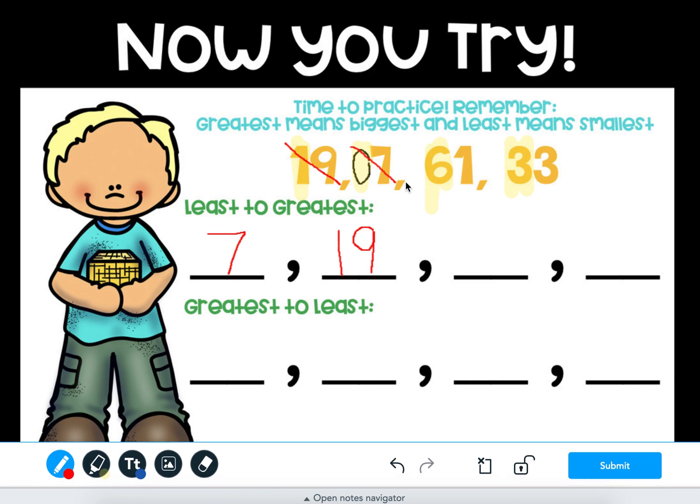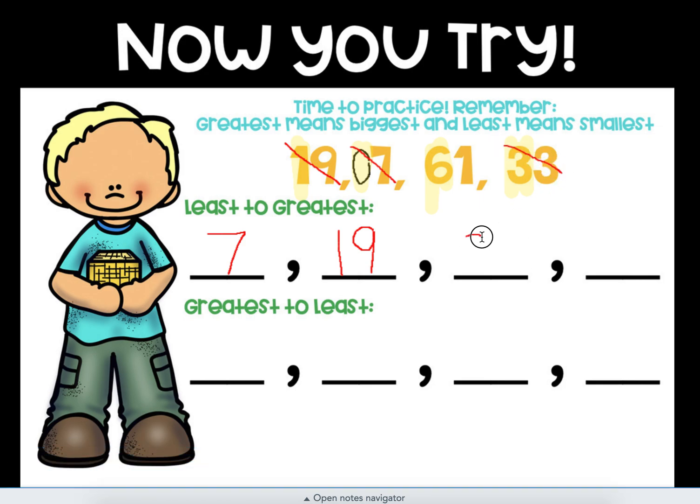Now, I'm left with 2 numbers. Here, the next smallest goes, and here's where the biggest number or the greatest number goes. So which of these digits is smaller? The 6 for 61 or the 3 for 33? If you said that 3 for 33 is the next smallest, you are correct. 33 is the next smallest number. Which leaves me with 61 being the largest or the greatest.